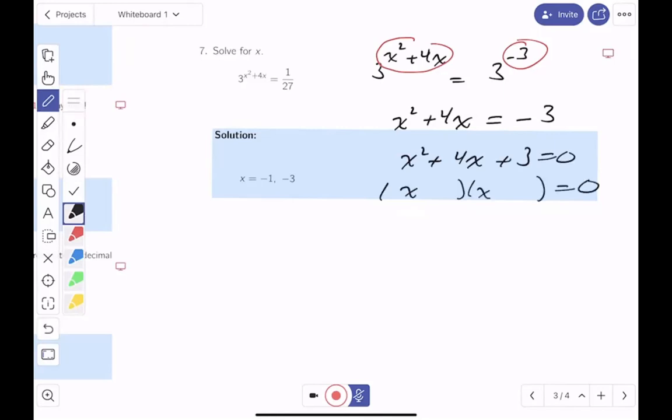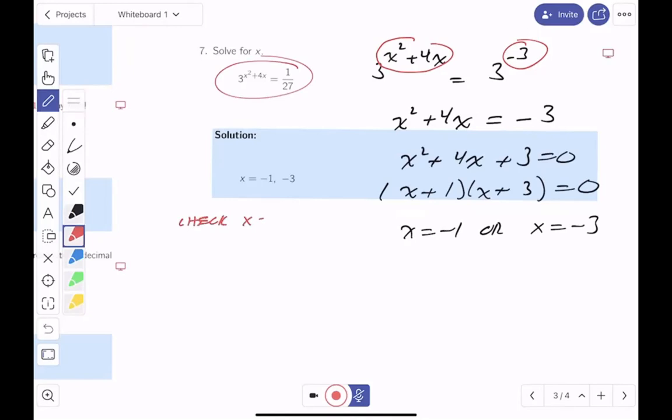I'm using the zero product rule, by the way. So I'm going to say x equals minus 1, or x equals minus 3. I'm going to check it. And what do you check it back in? The original. Let's do minus 1 first. If I plug in minus 1, I get 1 minus 4, which is minus 3. And that does equal the right side. That does work out beautifully.